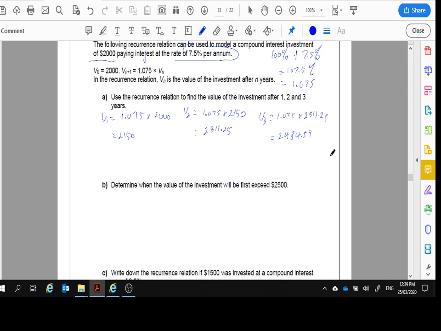Part B, determine when the value of the investment will first exceed $2,500. So when is it? Just keep going. You've got to calculate, keep going, you'll find that it's after 4 years.